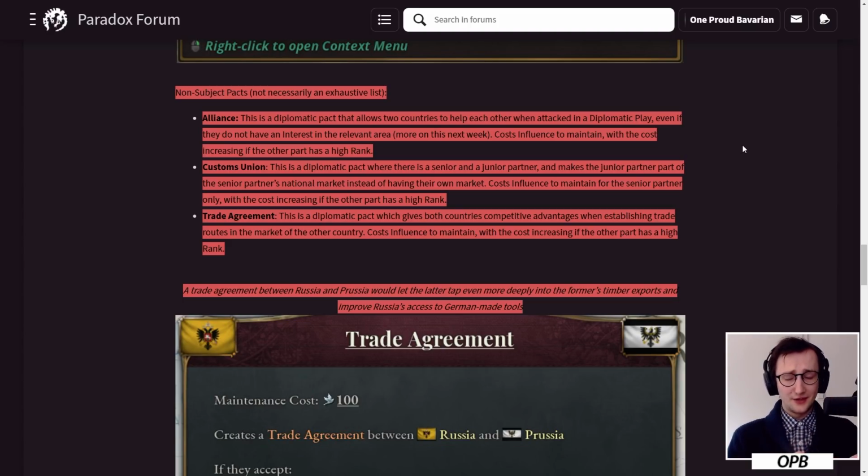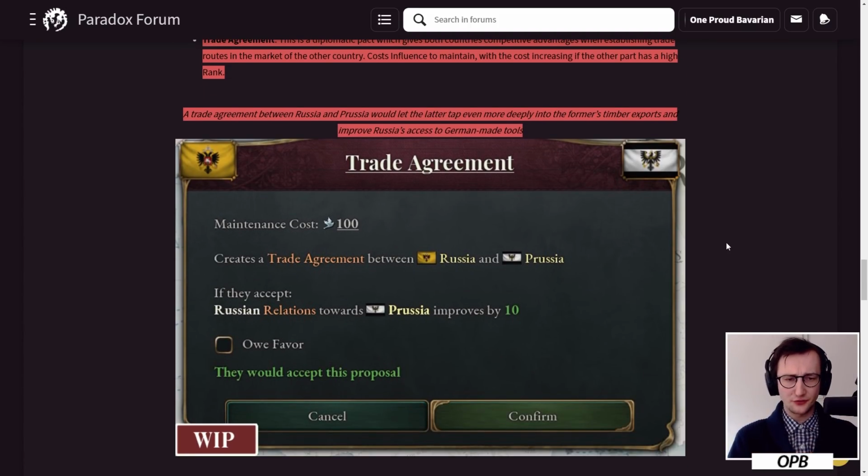This one is really interesting. There's a lot here, and I don't want to keep you too long on this particular topic, but we have an actual screenshot here as well. A trade agreement between Russia and Prussia would let the latter tap even more deeply into the former's timber exports and improve Russia's access to German-made tools. Trade agreement, maintenance cost 100 influence, creates a trade agreement. If they accept, Russia relations also increase. You can also say owe favor, which means that they would be more likely to accept this, which in turn they could then use against you if they wanted something from you.